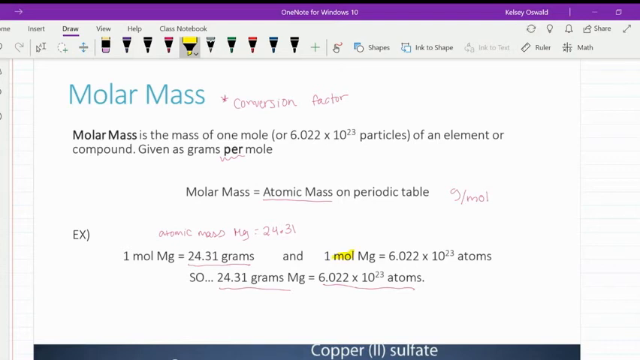Because we have so many atoms within a substance because they're so tiny, we need an easier way of counting them, okay? So again, that periodic table will tell us how much 1 mole, or 6.022 times 10 to the 23rd particles of that substance weigh.